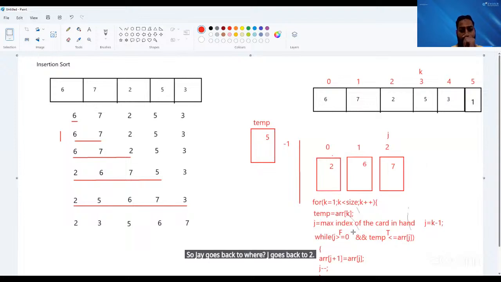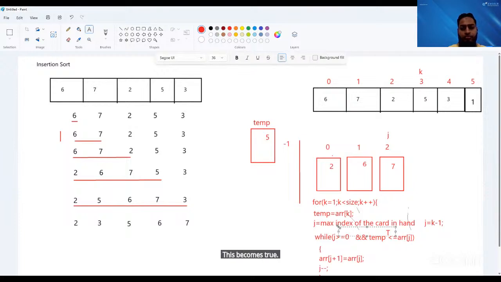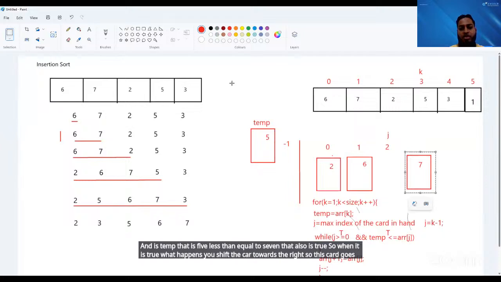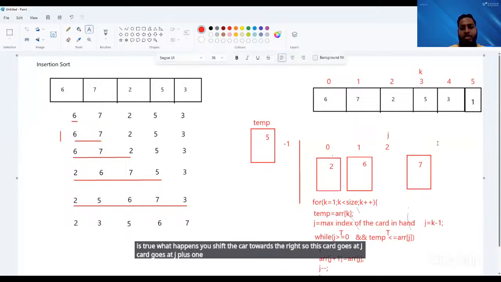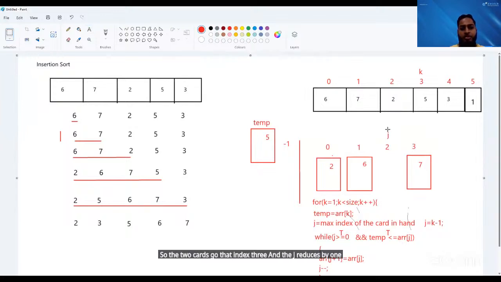Now let's come again. Is J greater than or equal to 0? Is 2 greater than or equal to 0? Yes. This becomes true. And is temp, that is 5, less than or equal to 7? That also is true. So when it is true, what happens? You shift the card towards the right. So the J card goes at J plus 1. So the 7 card goes at index 3. And the J reduces by 1. So J becomes over here.